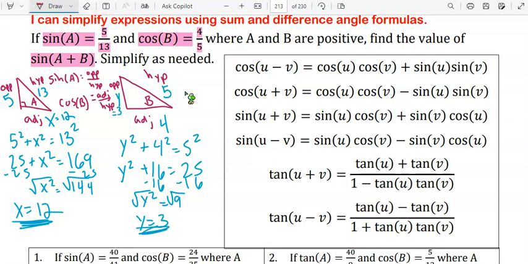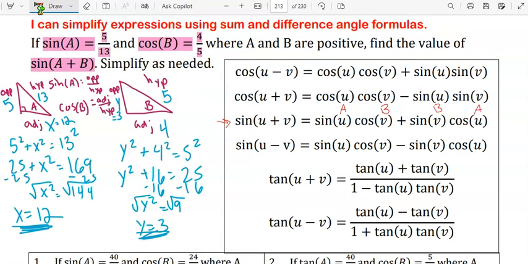We want to find sine of A plus B, so we're going to use this formula. So say it's capital A and capital B instead of V and U. We want to find two other things. Sine of B is going to equal 3 over 5. And then cosine of A is going to give you 12 over 13. From here we could plug in these four values into the formula.